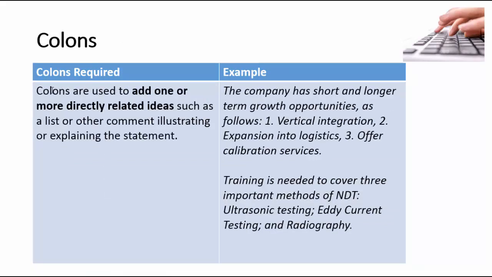The colons are used to add one or more directly related ideas. For example, the company has short and longer term growth opportunities as follows. First one, second one, third one. So we're starting the list, we need a colon to do that. Second one, training is needed to cover 3 important methods of NDT, colon. There we go, 2 words, ultrasonic testing. Because we've got 2 words together, we need to break it with a semicolon, eddy current testing, semicolon, and radiography.